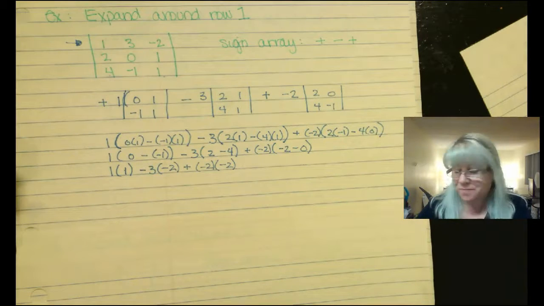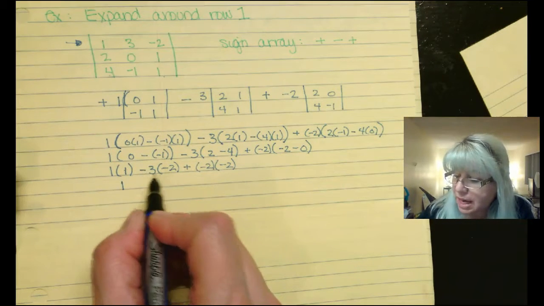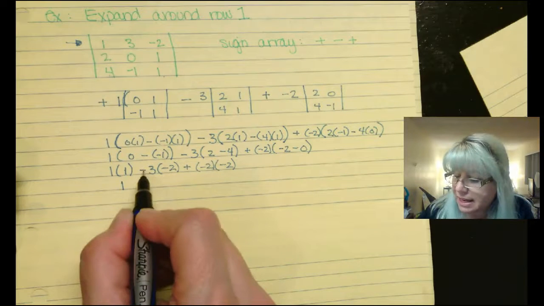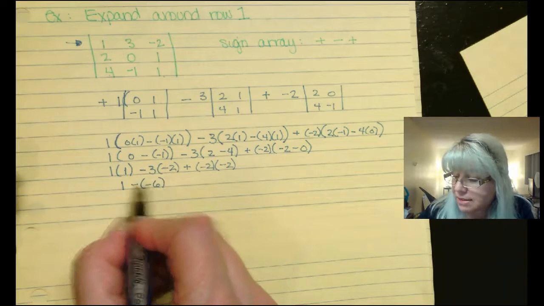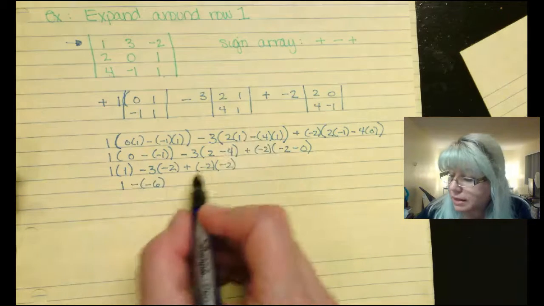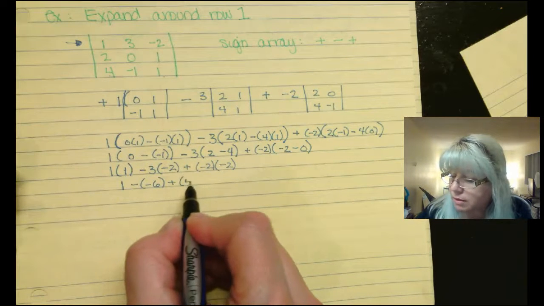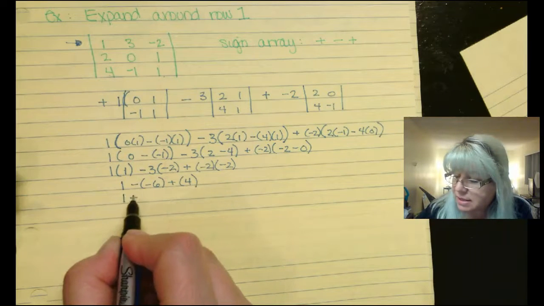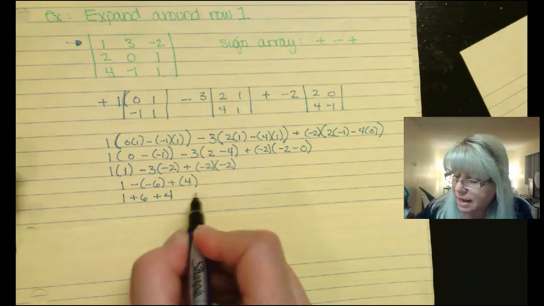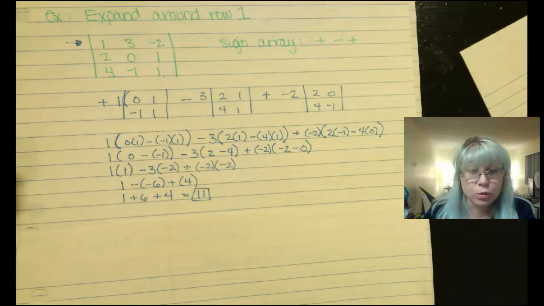Getting there. All right, 1 times 1 is 1. Negative 3 times negative 2, I'll just say minus negative 6 for now. Leave that sign there from the sign array. Plus, negative 2 times negative 2 is 4. A minus negative 6 is a positive 6. And therefore, 1 plus 6 plus 4 is 11. Okay. That is exactly the same value we got before.